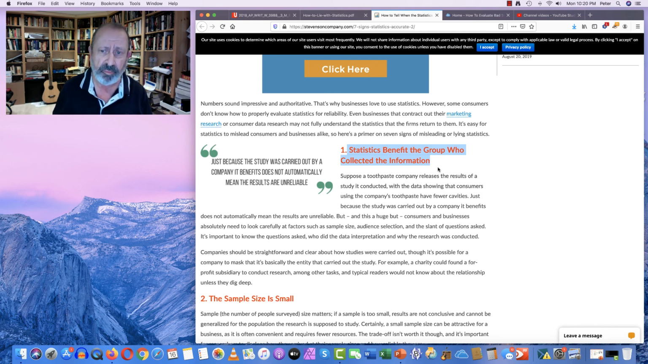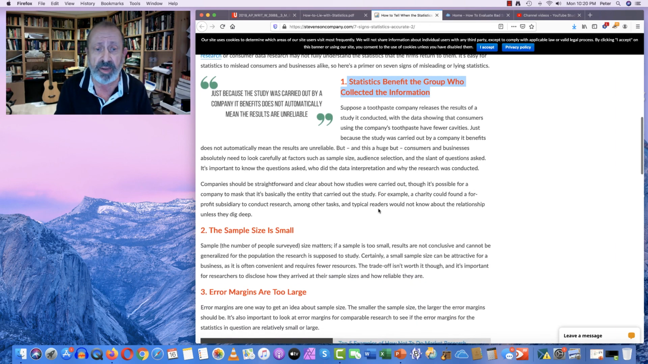Statistics benefit the group who collected the information. So you have to make sure that the work is scholarly and published by a university. The whole point, if you remember, about scholarly writing is that it provides evidence against itself as well. And that is part of scholarly thinking. Otherwise, you have what's called propaganda. So you want to double check the background of the study.